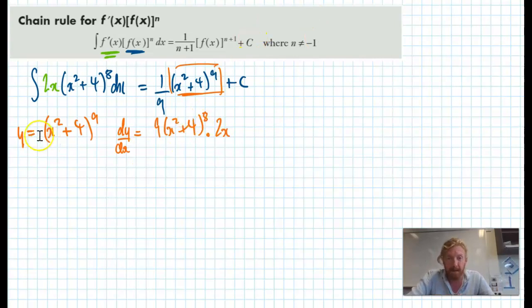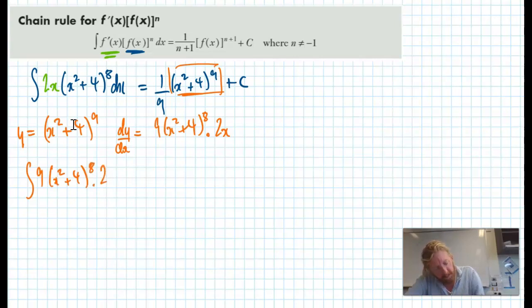times the derivative of the inside, that was the chain rule we mentioned, 2x. Now, just as I did before, if the derivative of this is this, the integral of this is this. The integral of 9 (x squared plus 4)^8 times 2x dx equals (x squared plus 4) to the power of 9 plus c, don't forget.